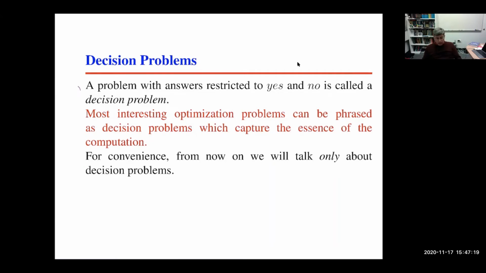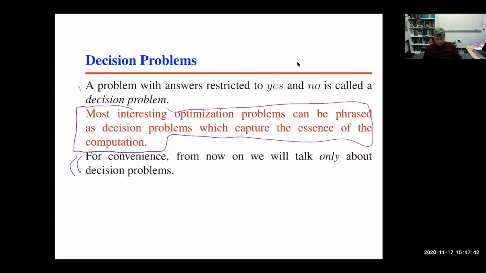But I'm going to tell you that most interesting problems in the world that are not decision problems can still be phrased as decision problems, which capture essentially the idea of what that problem is. The theory of NP completeness is a theory about decision problems, problems that return yes and no. But it's really not a limitation, because just about any problem in the universe, the essence of it is captured by a decision problem. Let me give you an example.